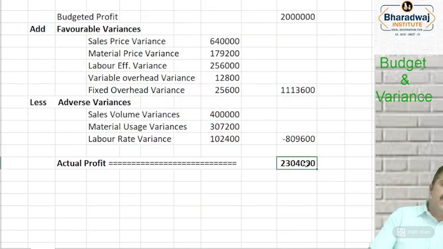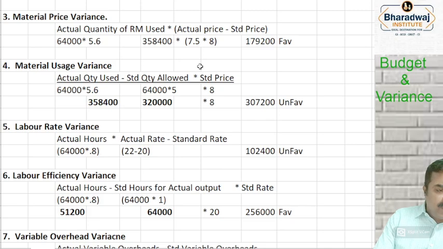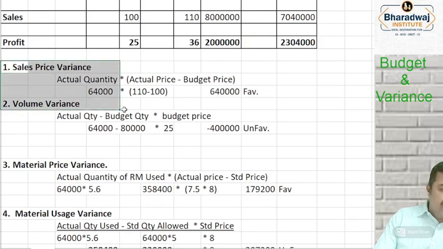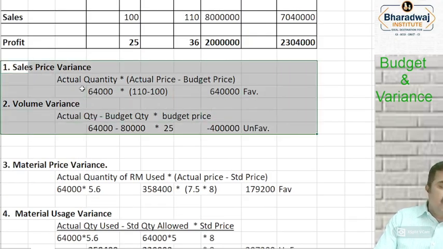Any doubt in this, please unmute and ask me. I'll go one by one. I'll wait. If there is a doubt, let me answer. Any doubt in price variance?